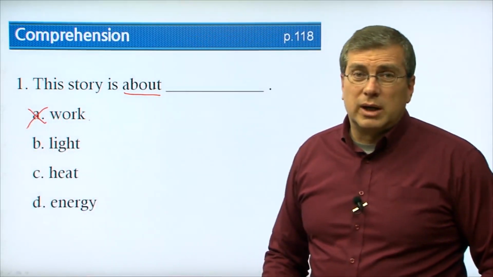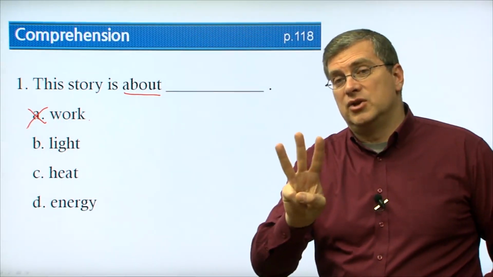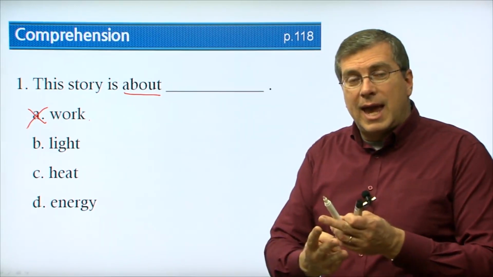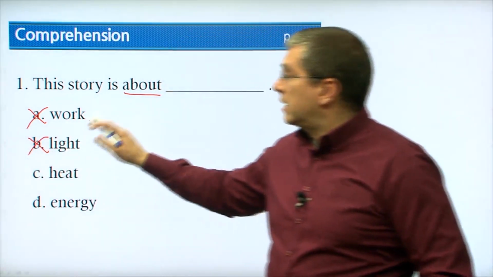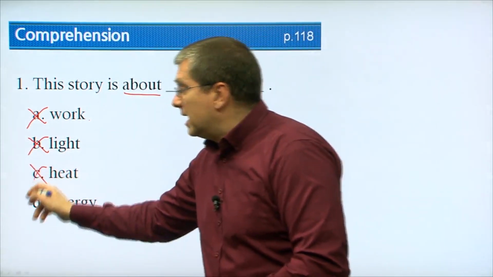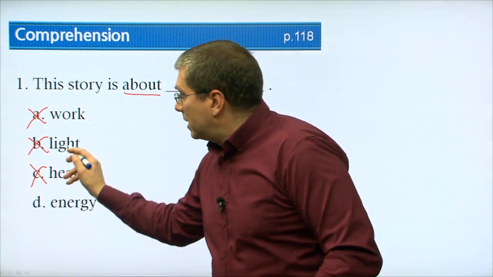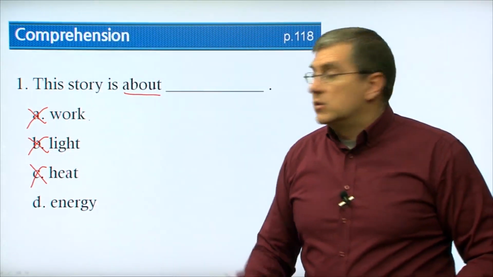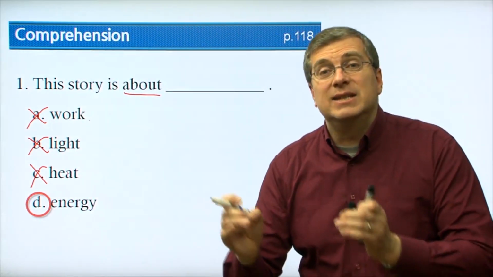We're not talking about work in this passage. Light was one of the three kinds of energy. Yeah, sure, we talked a lot about light, but we also talked about heat and sound. So it can't be just light, right? That's not the whole passage. That was just part of the passage. Same thing for heat. The whole passage, so what is light, what is heat, what is sound? All of those things are energy. So that's what this story is about. It's all about energy and different kinds of energy.